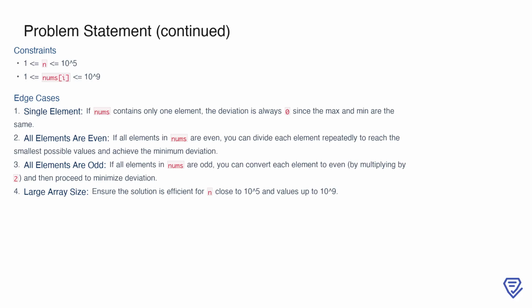If all elements in the array are even, you can repeatedly divide each one by 2 to reach their smallest possible values and minimize the deviation. Similarly, if all elements are odd, you can first convert them to even by multiplying each by 2, and then proceed to minimize the deviation. These scenarios highlight the importance of understanding the operations and their effects on the array to achieve the optimal result efficiently.